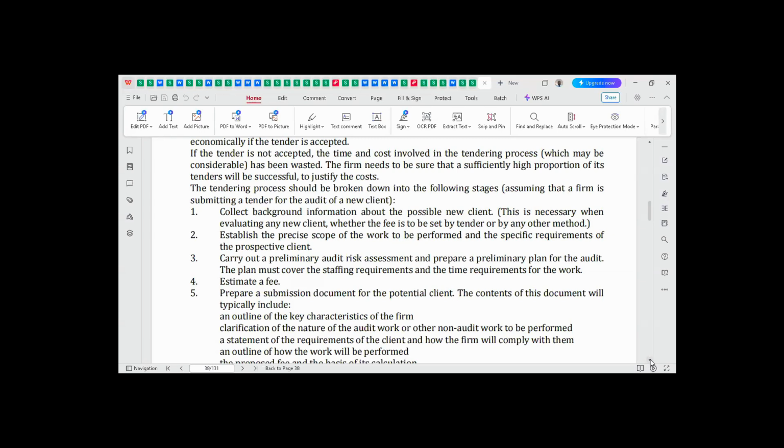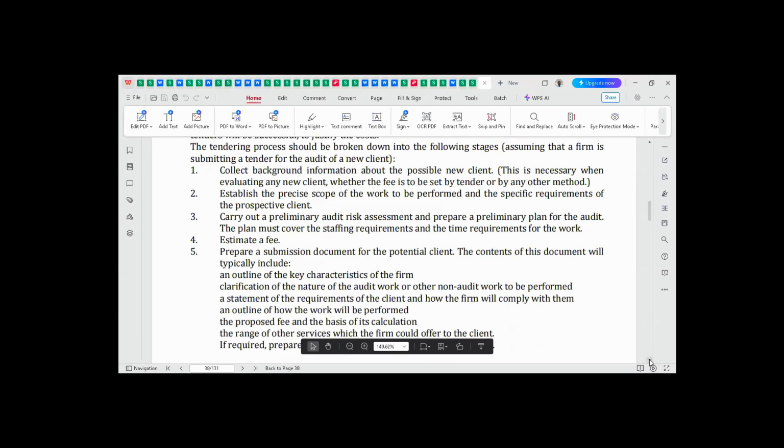All right. Now, one of the other documents that you're also going to include in your tender document is your brochure. Whatever name you choose to call it, what that document does is that it contains a summary overview of what your audit firm is all about. It's going to talk about the key characteristics of your audit firm, the nature of the audit work and non-audit work to be performed, and a statement of requirements of the client and how the firm will comply, with the outline of how the work will be performed.